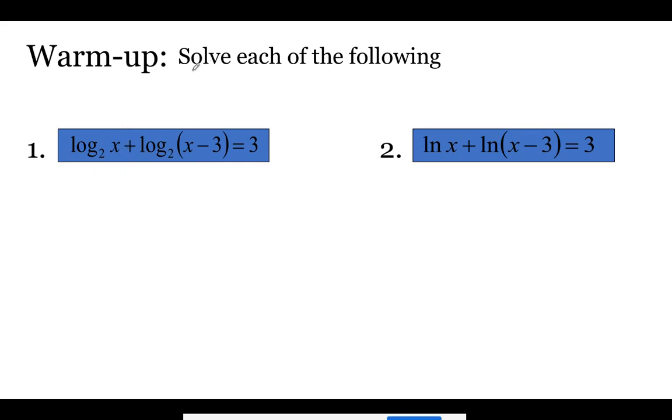So what we're going to be starting with is where we left off with the last lesson. We started talking about solving logs, and we had logs on both sides, logs on one side, and we looked at some complicated ones as well, right? Some challenging ones. So we're going to solve these for x. I'm not going to use a calculator because we have not talked about calculators at this point yet.